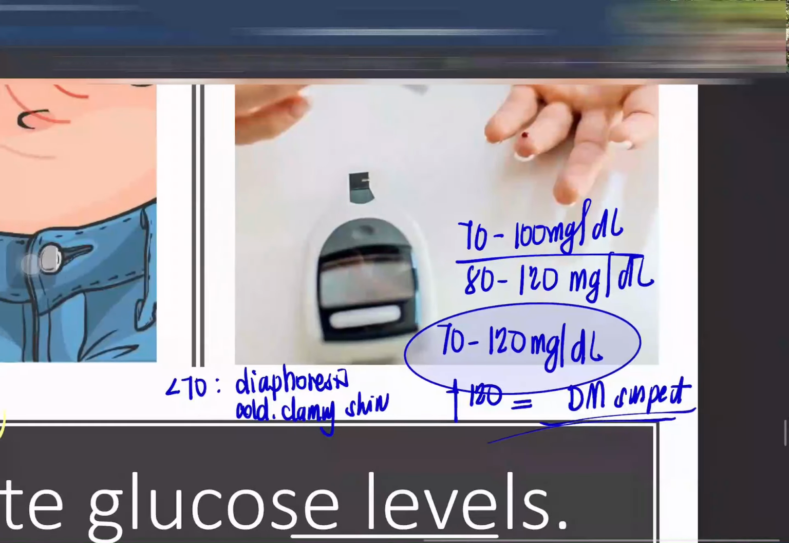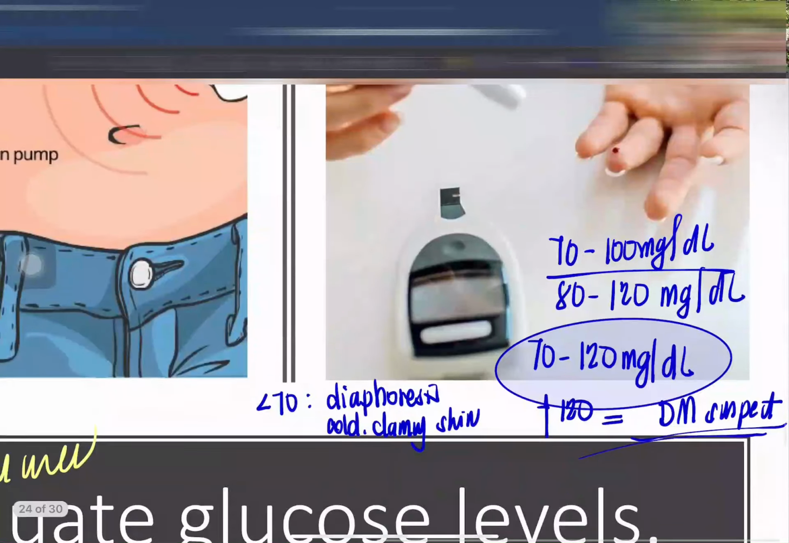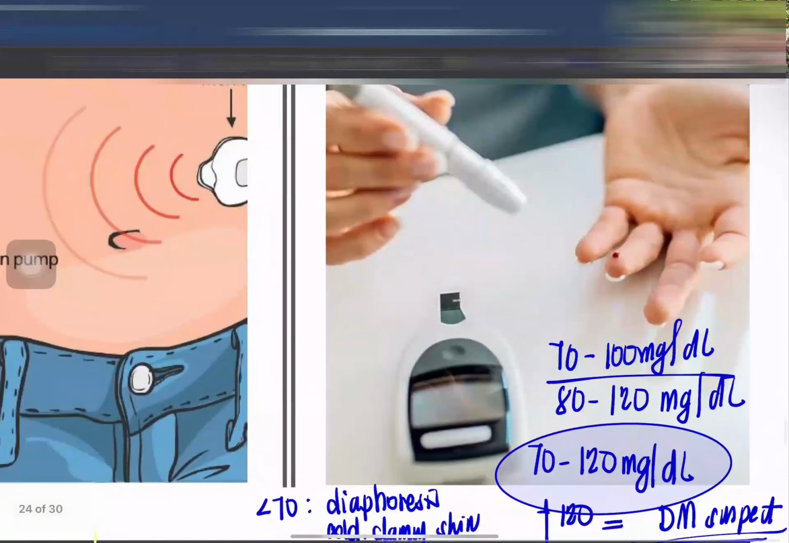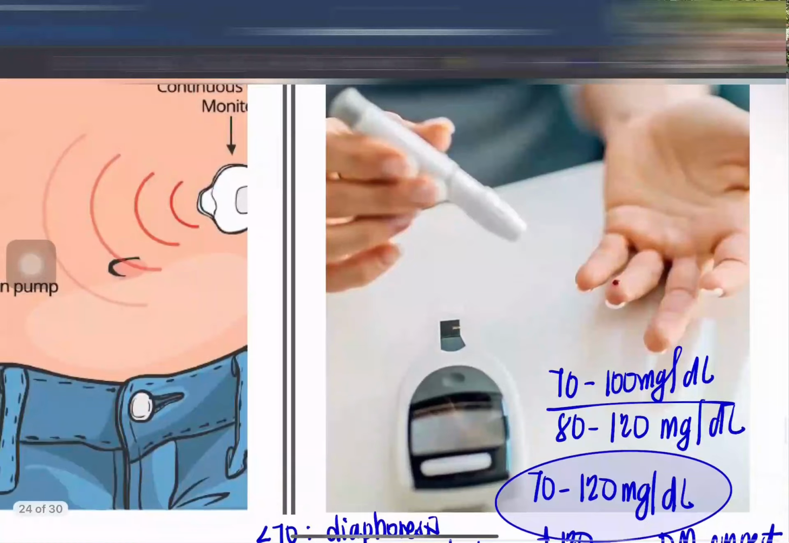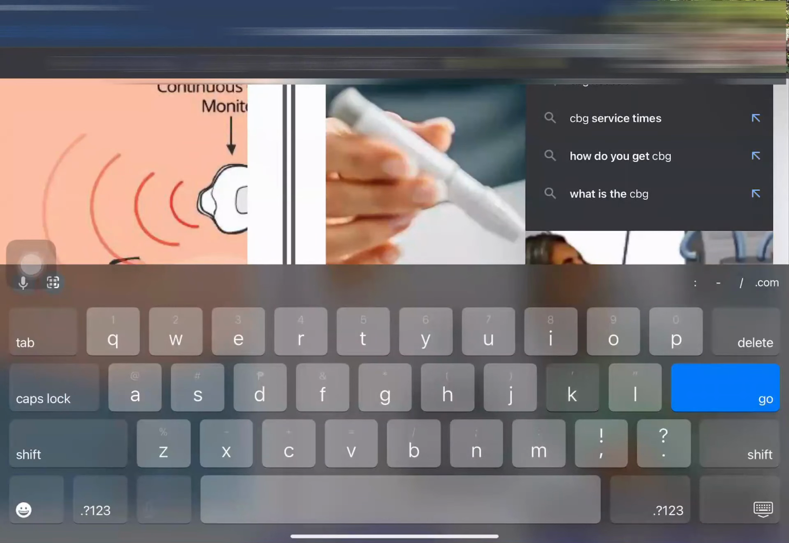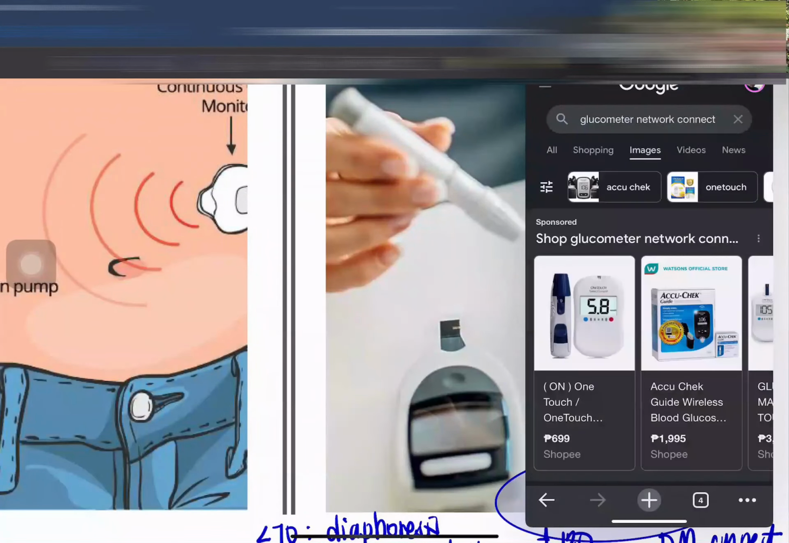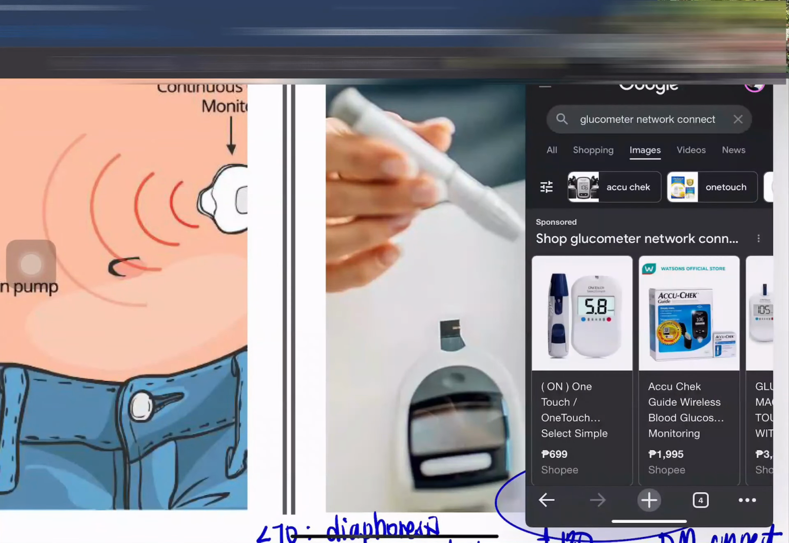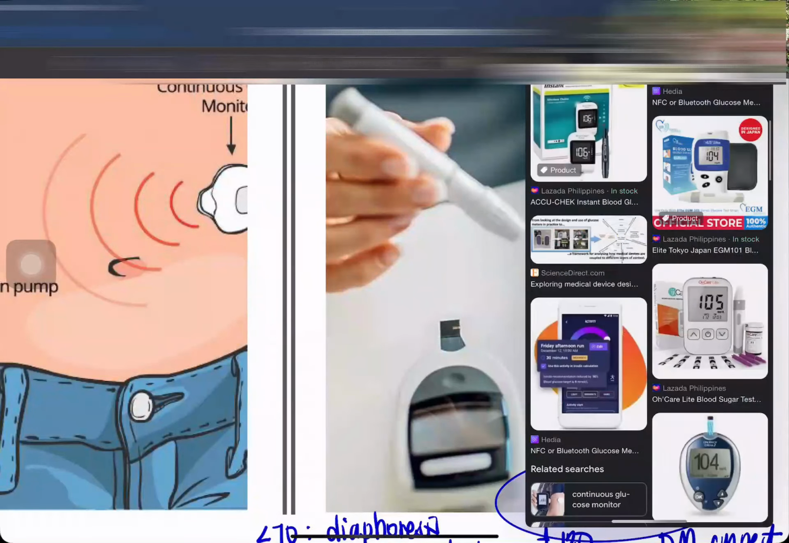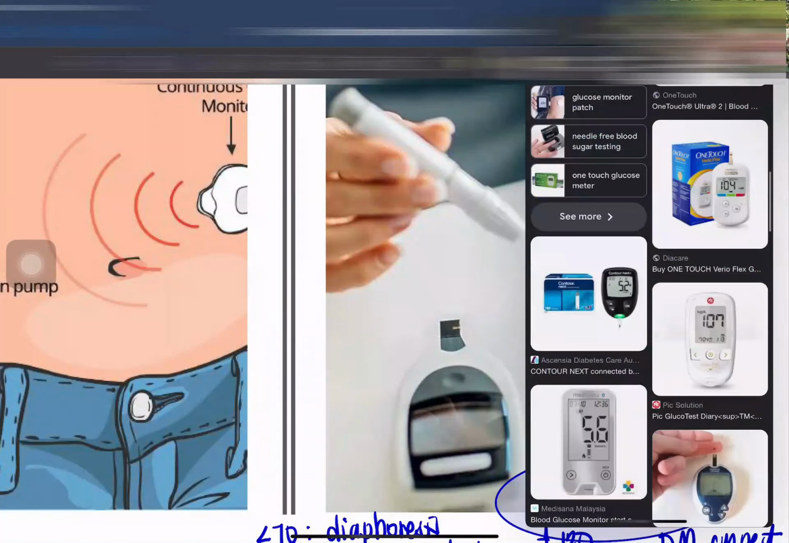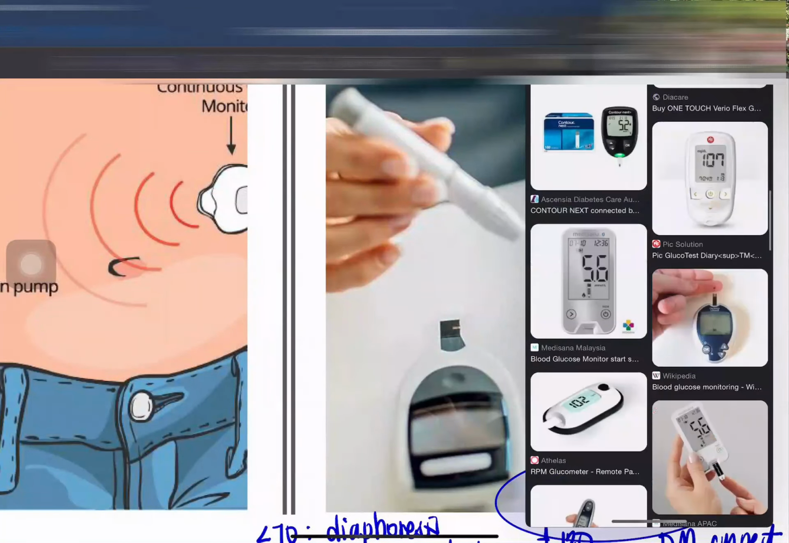Now, that's one of the technologies that we use. But you know what? There are already upgraded CBG machines that allow for network connectivity. Okay, the machine is called a glucometer that allows network connectivity. Let's look at an example here. Not that one, not that one. This one, class.